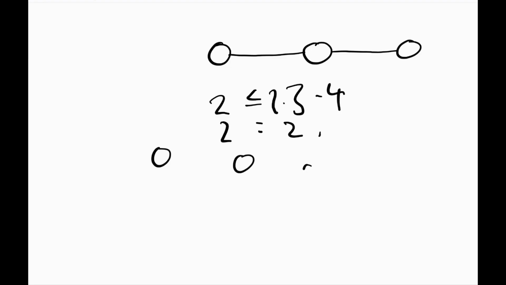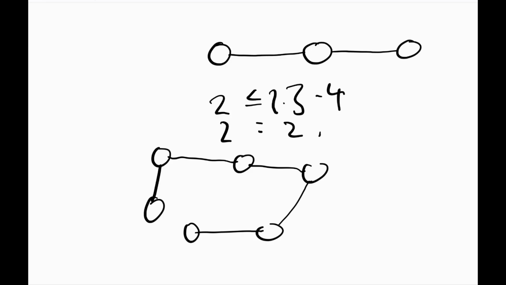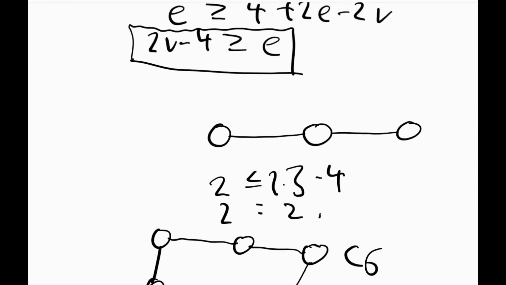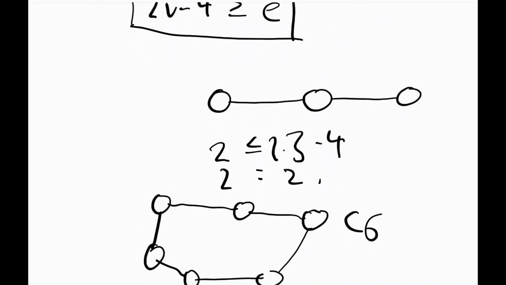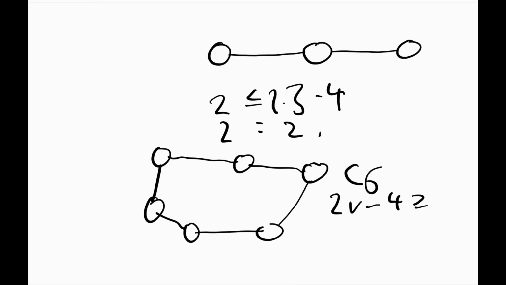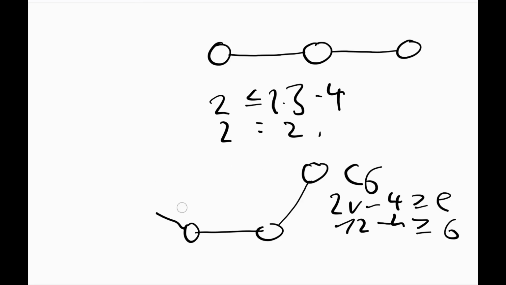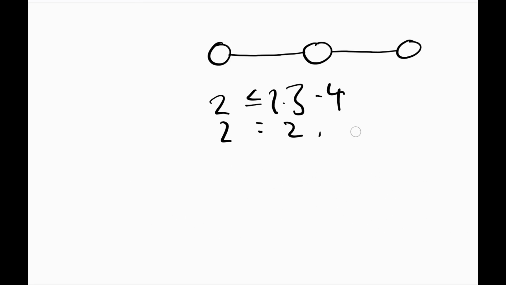We can also take some arbitrarily large cycle that is not a triangle, so for example, this is 1, 2, 3, 4, 5, 6. So this is C6. Again, 2v minus 4 is higher or equal than e. We have 12 minus 4 is bigger than the 6 edges here. So that works out, 8 is more than 6. So that's useful. Let's now delete this and consider one more thing.